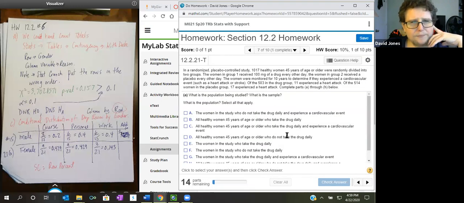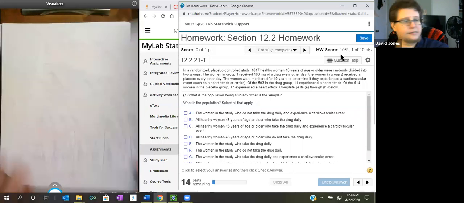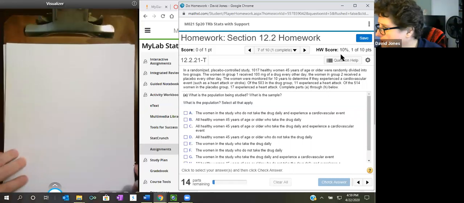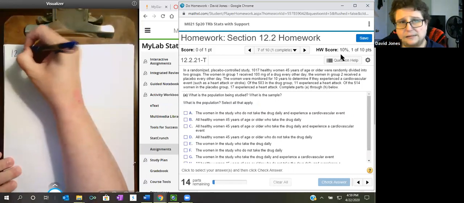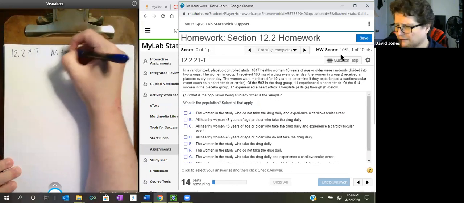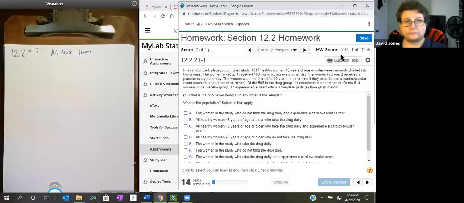Okay. Here's an example where they don't give it to you in a table. So 12.2, number 7. No table given. So we've got to pull out the information we want.